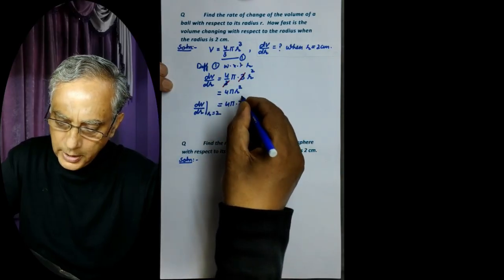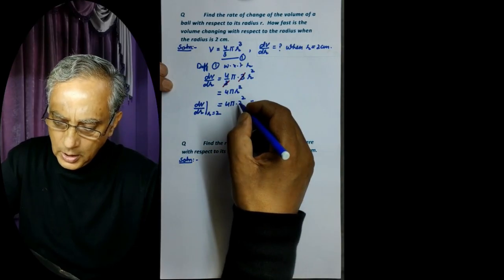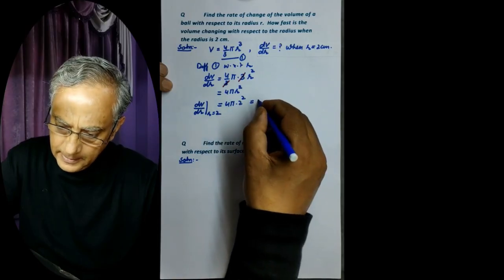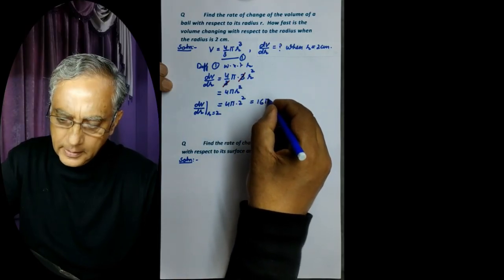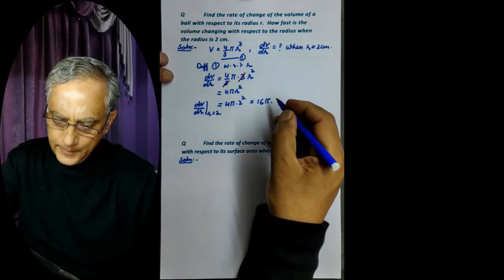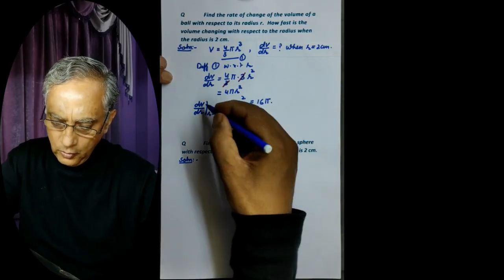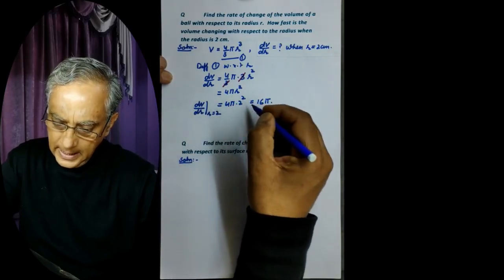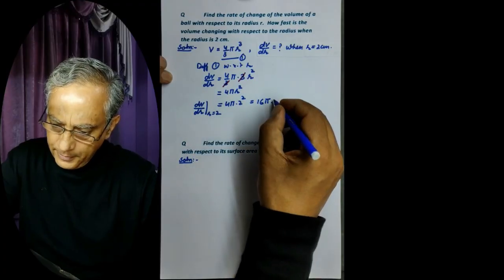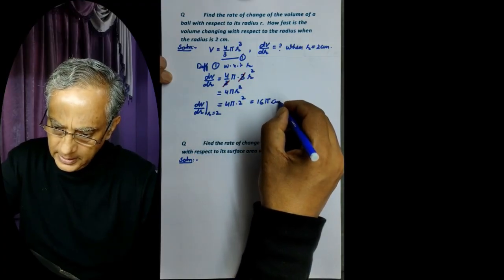Therefore dV by dr at r equal to 2 centimeters is 4 pi into 2 square. 2 2s are 4, 4 4s are 16 pi. So the rate of change of volume with respect to the radius at r equal to 2 is 16 pi centimeter square.